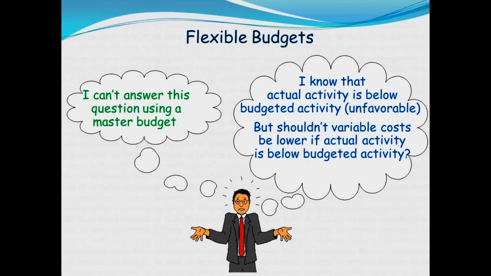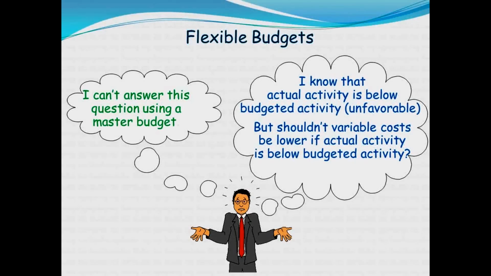So you know that your activity is below your budgeted activity. And when we're going to come up with these terms, favorable and unfavorable variances. Unfavorable means you're below what you wanted it to be. But if you sold less, you'd expect that variable costs would go down equivalently. Right? But did they go down enough? You don't know.